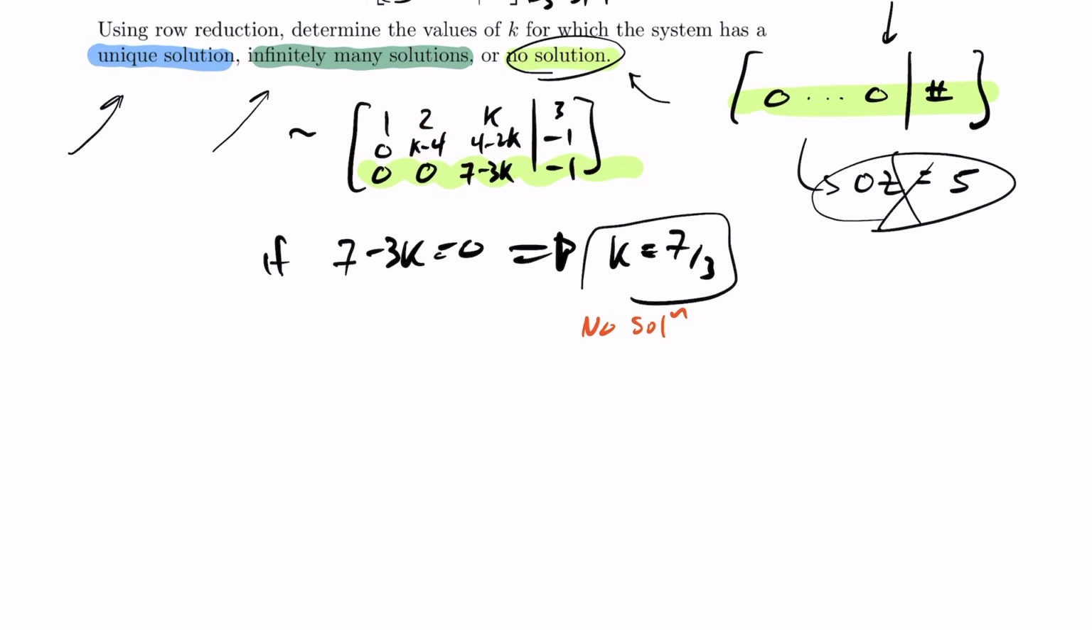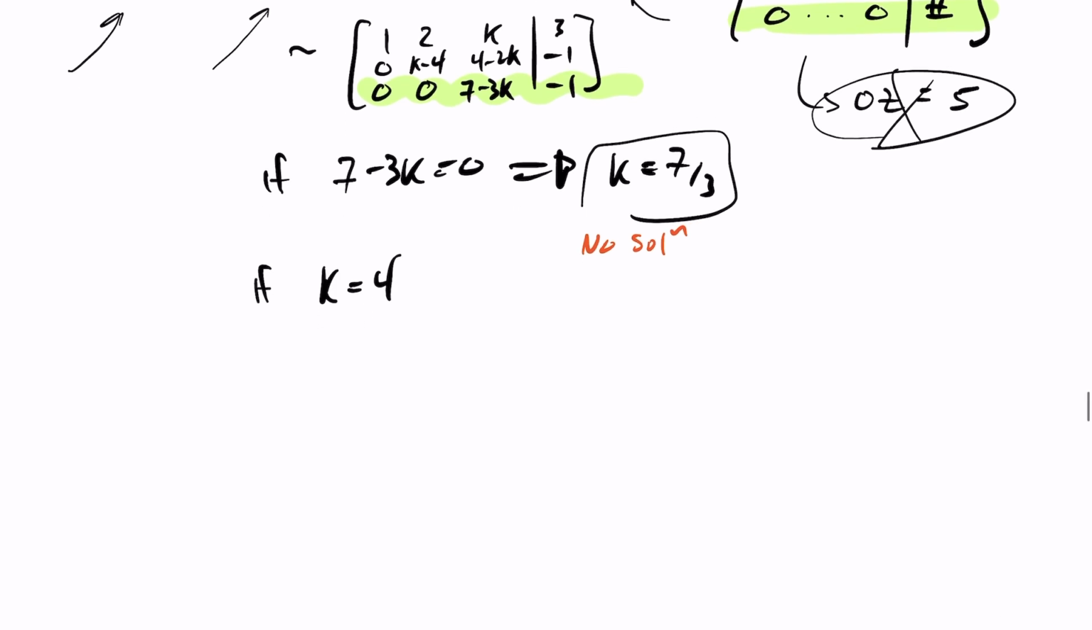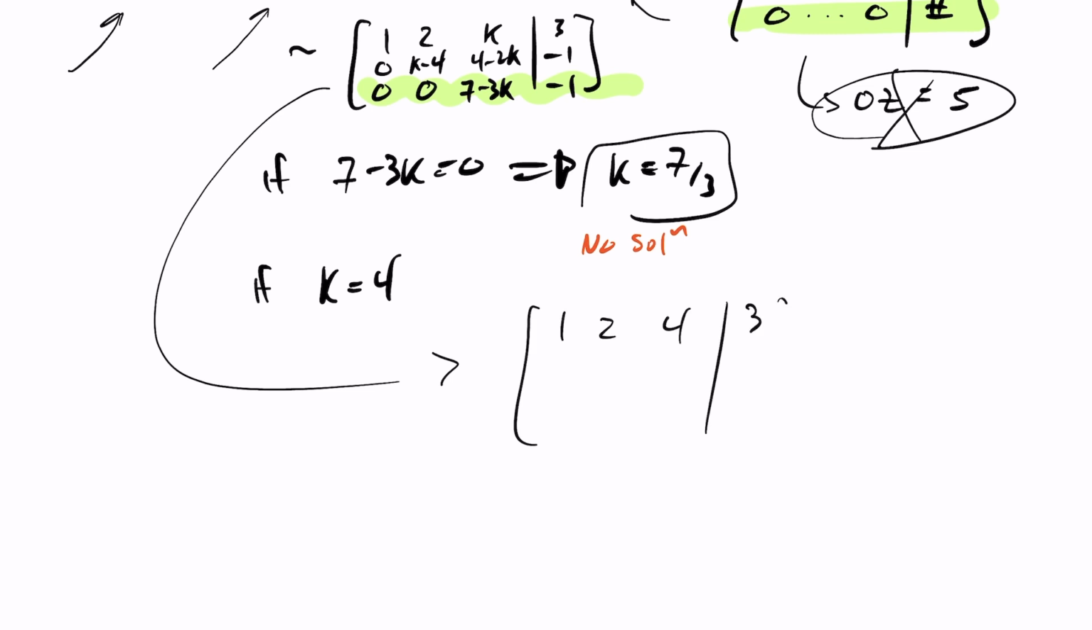So one thing you want to do is examine the options of what makes an entry 0 and not 0. In this case, if I were to let k equal 4, and you want to examine what's going to happen for this matrix, the top will be 1, 2, 4, 3. The next row is going to be 0, 0. And then you're going to get 4 minus 8, which is negative 4, negative 1, and 0, 0. And substituting a 4 into here, you'll get negative 5, negative 1.